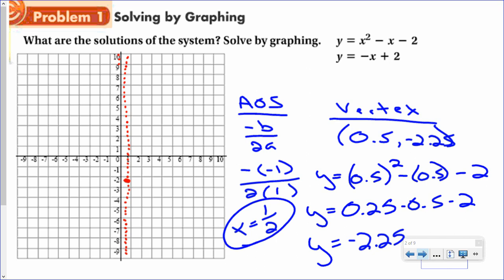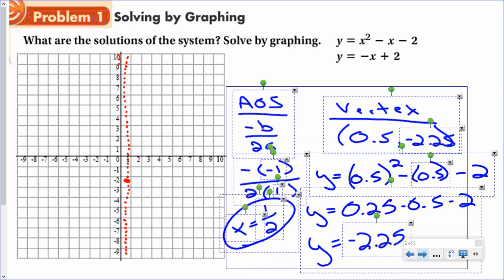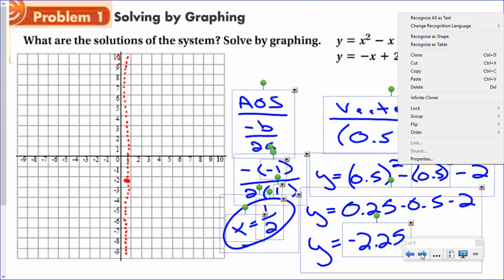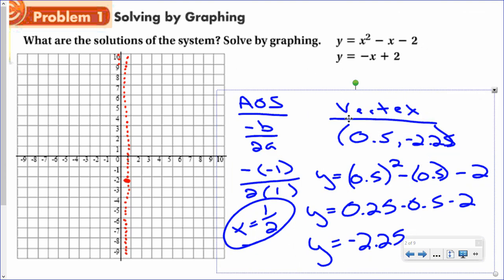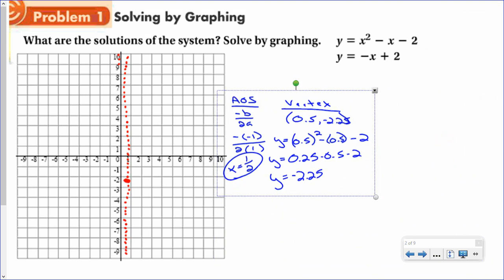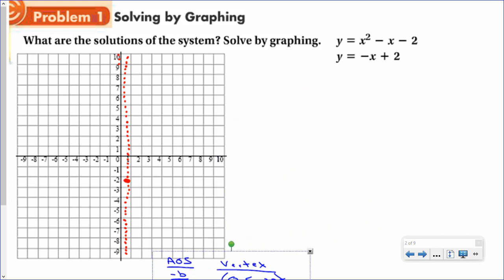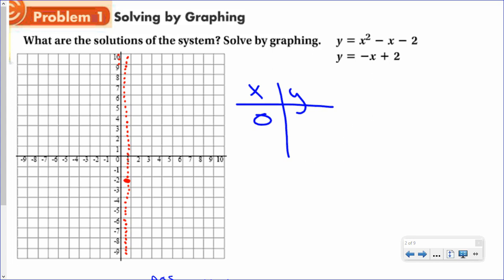0. So we make our table is what I'm saying. So what I'm going to have to do here is move this or make it smaller, one of the two. Let's see here, group together, make it smaller. Okay, there's that work, and I'm going to move it out of the way here. Okay. All right, so next step is to make an x and y table where we plug in 0. If you plug in 0 into the original equation, you get -2.